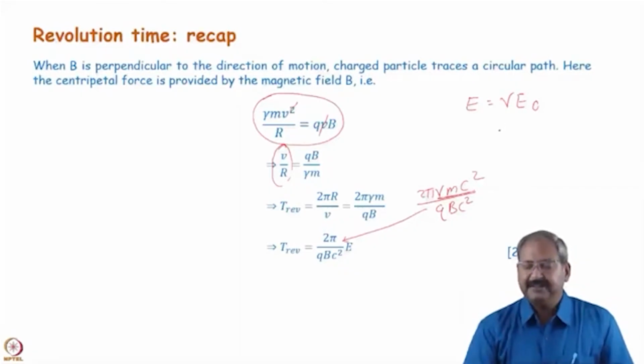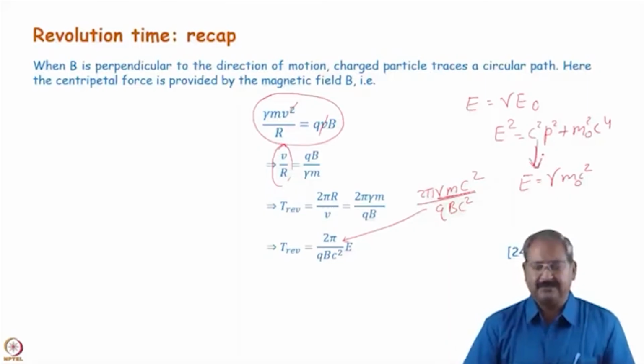Now there is an exercise for you. You know that E square is equal to c square p square plus m0 square c to the power 4. Obtain E is equal to gamma m c square using this relation. This is an exercise for you.